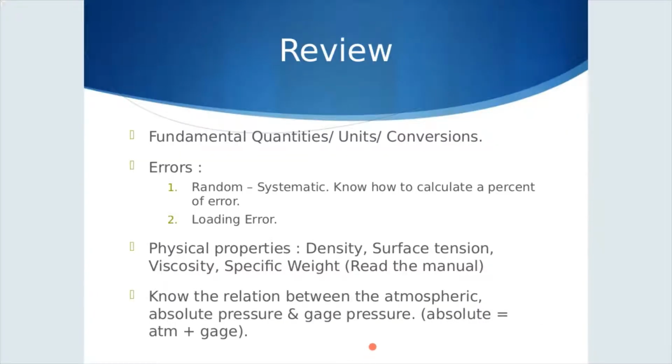So a review is that you have to know the fundamental quantities, units, and conversions of all our parameters, as mentioned in the first laboratory session and in the first lecture. You should also be able to perform the errors. You should be able to note what a random and what a systematic error is, and know how to calculate the percent of errors. I have asked you many times to do that in the lab, so I am expecting you to know how to do that. Also, to know what the loading error is.